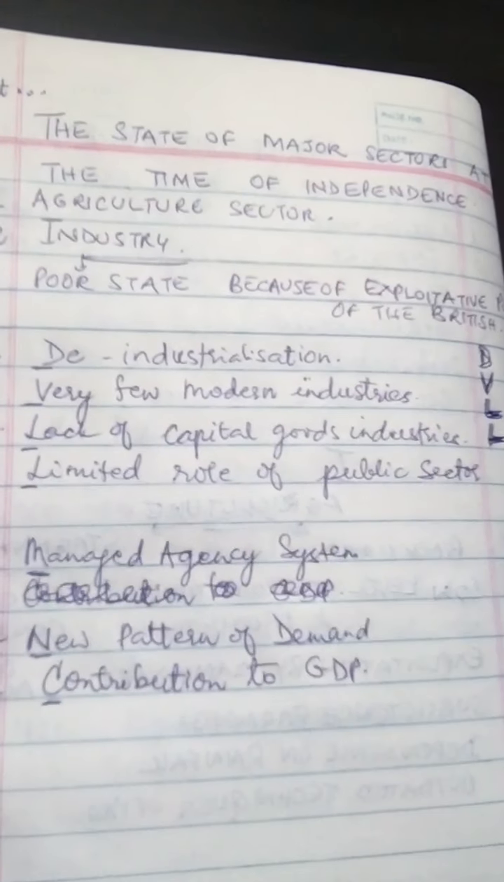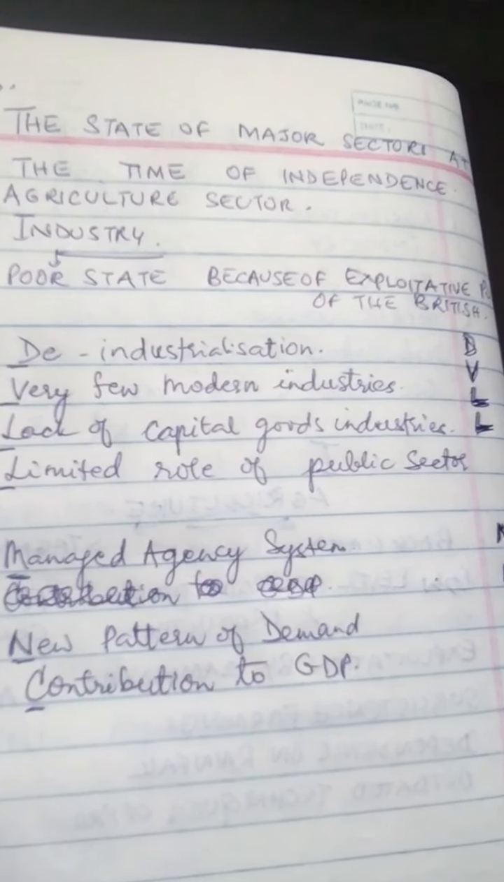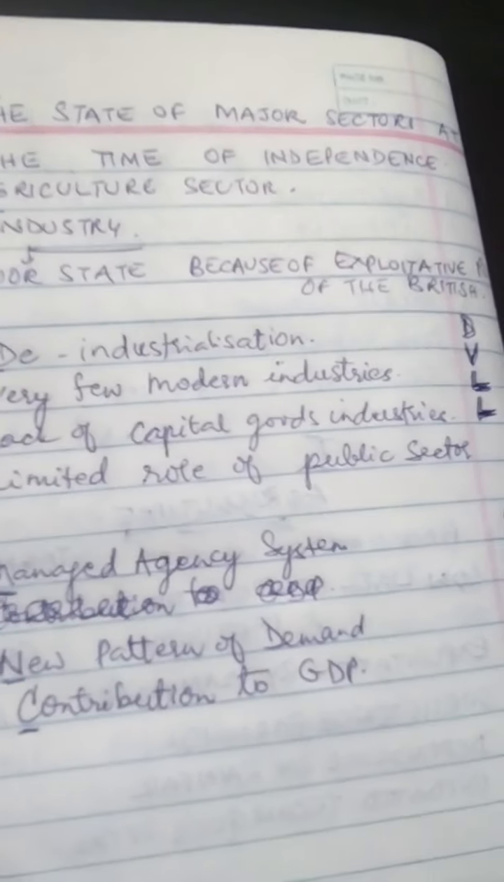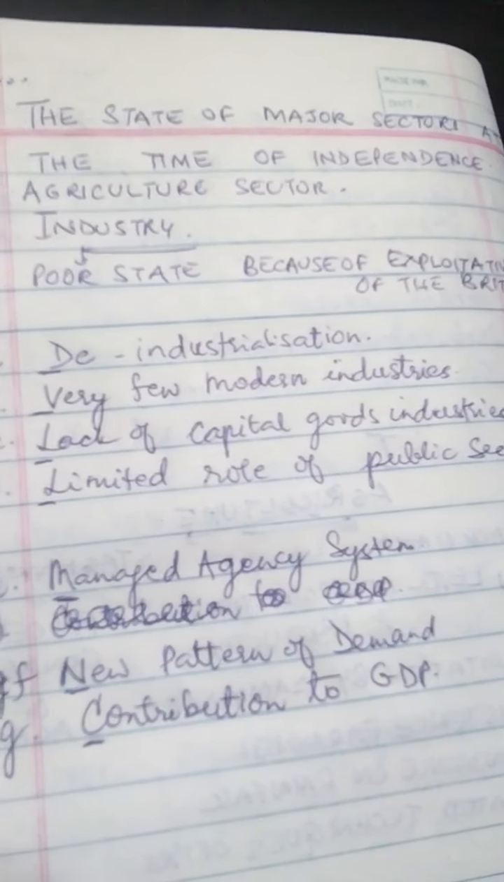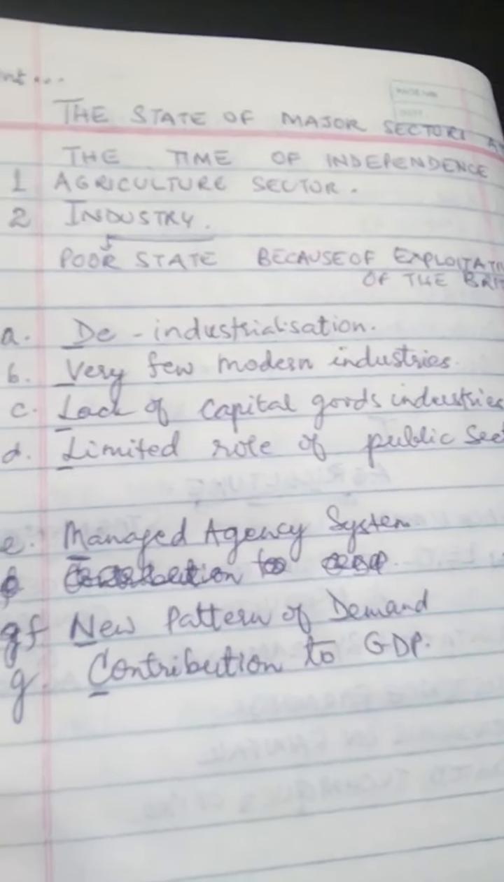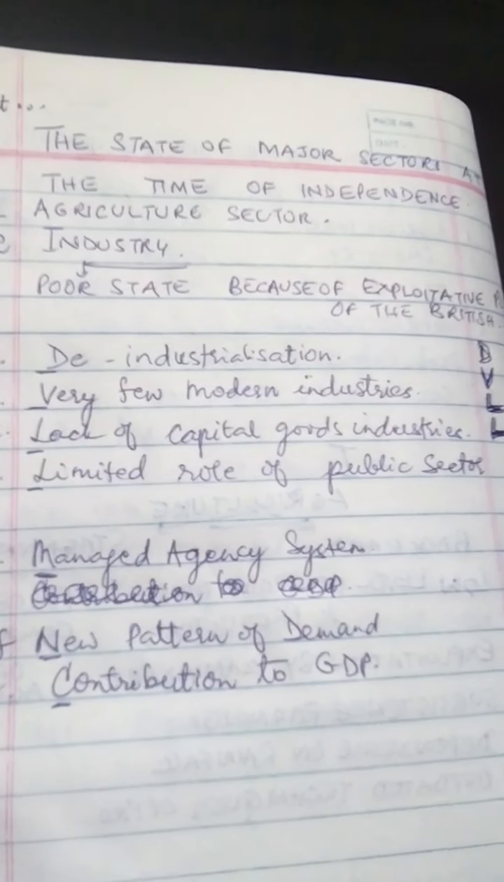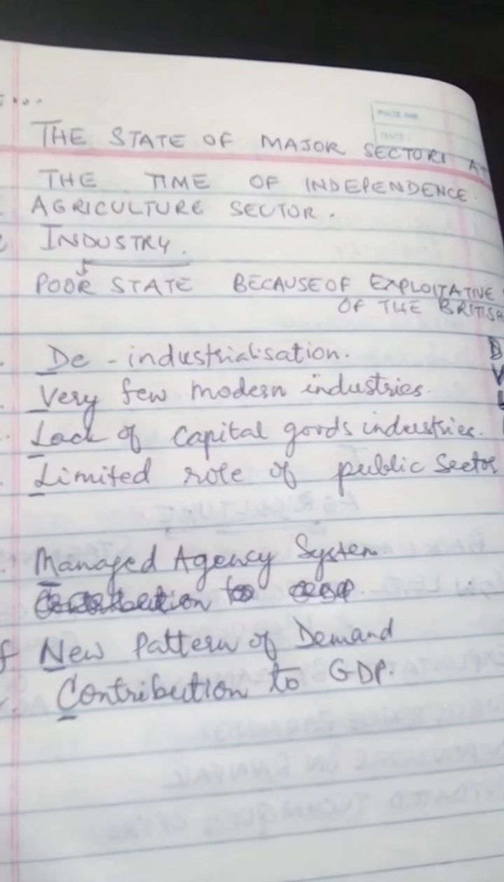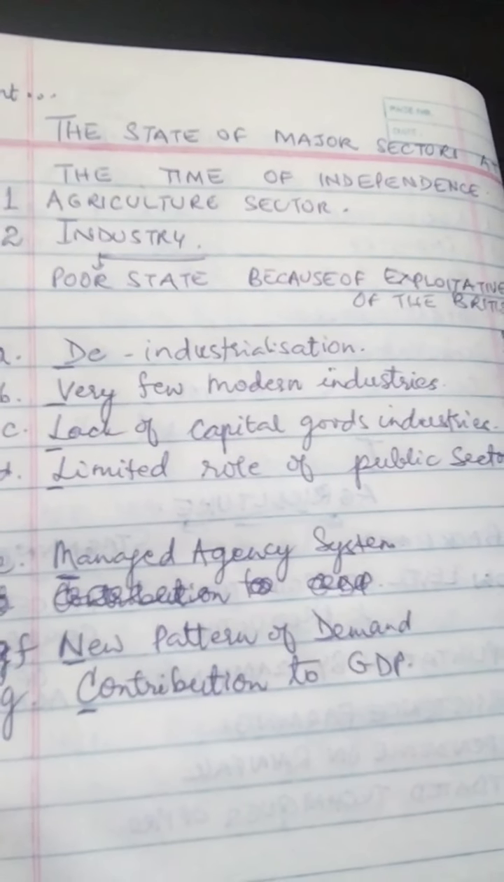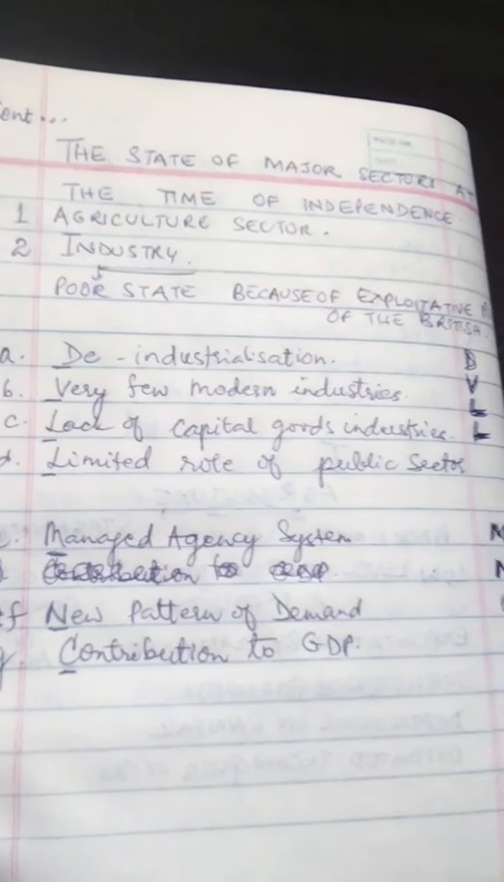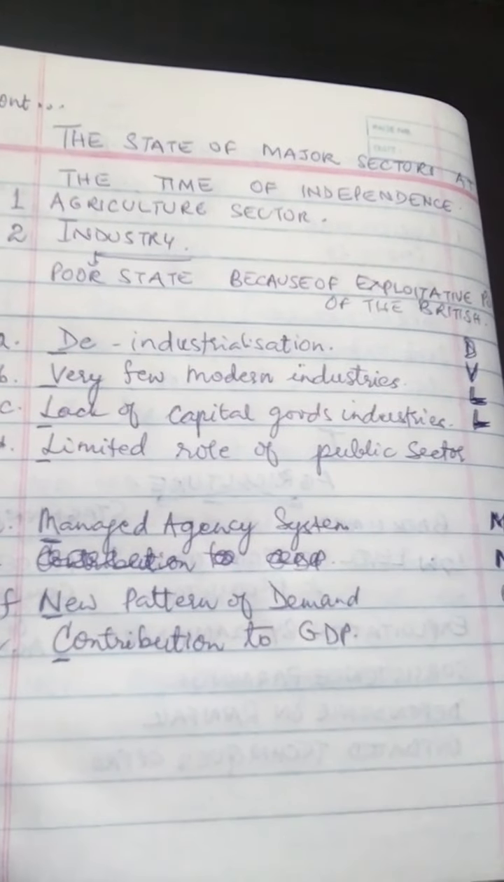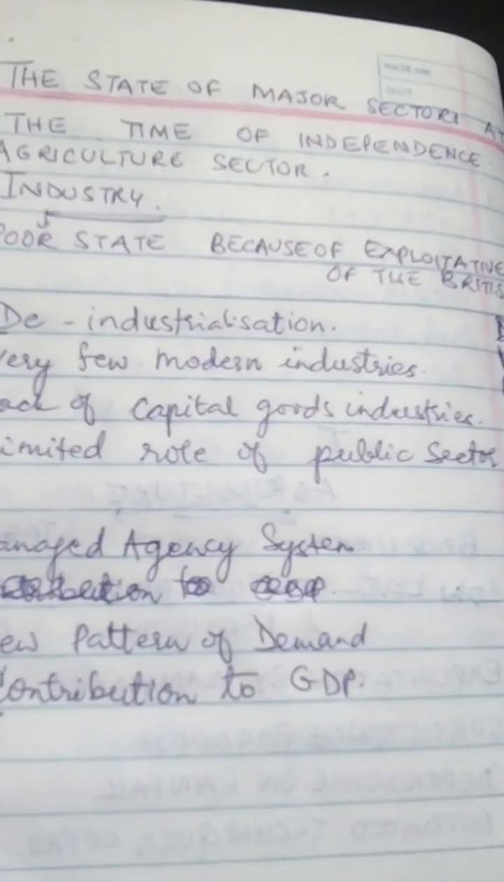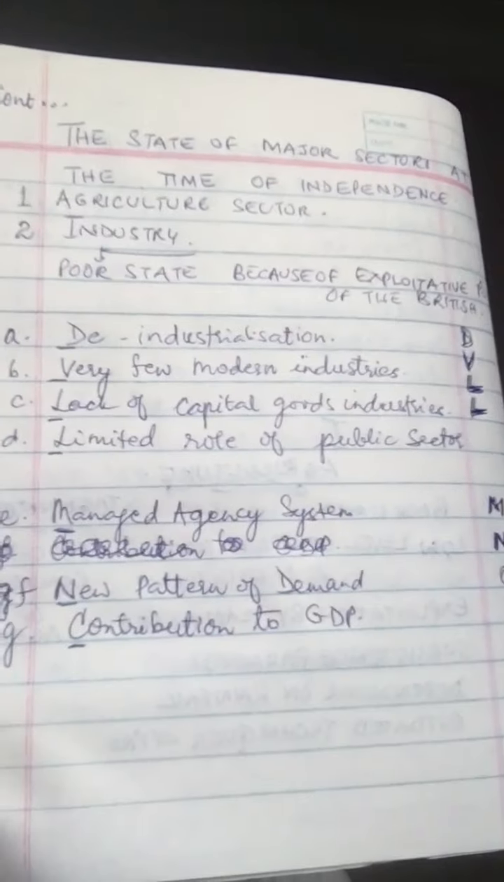Then we have the limited role of the public sector. The public sector was confined to railways, power generation, communication, ports, and some other departmental undertakings. That also helped their trade.